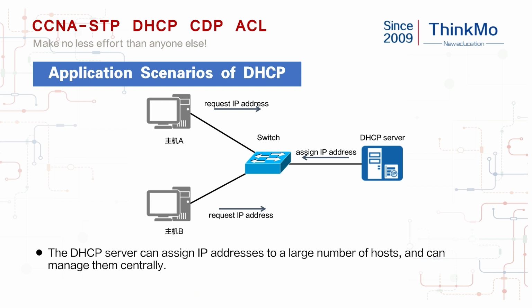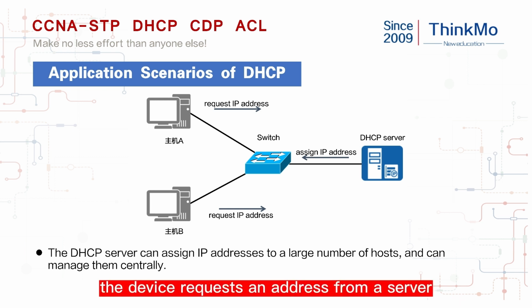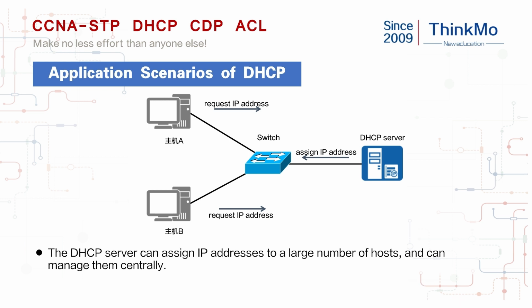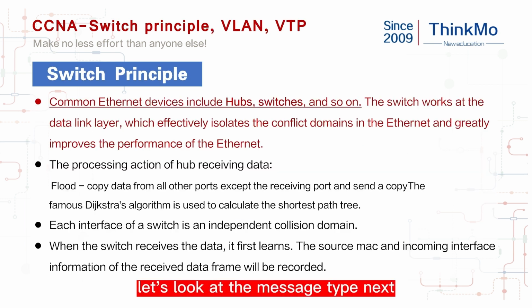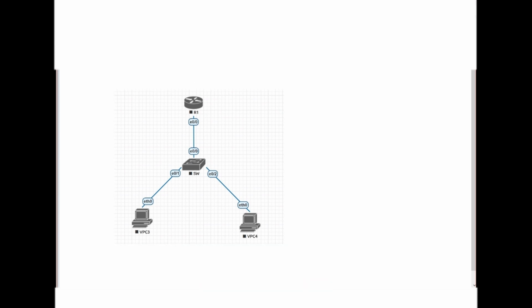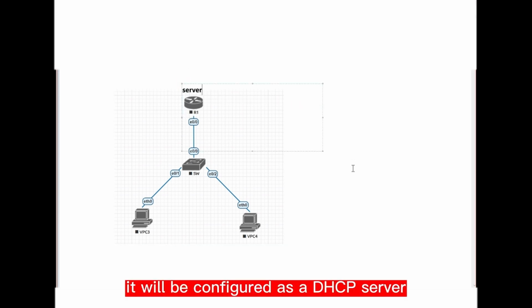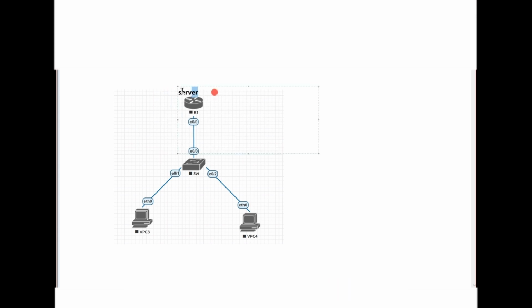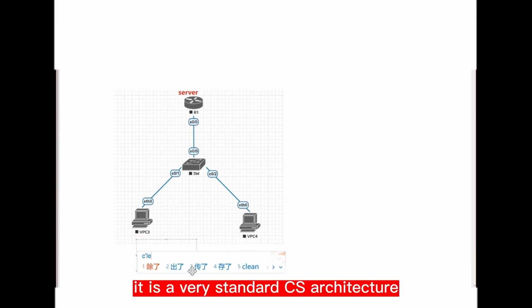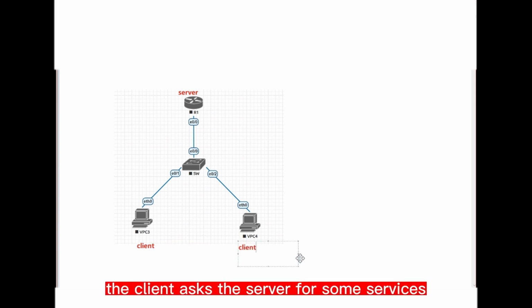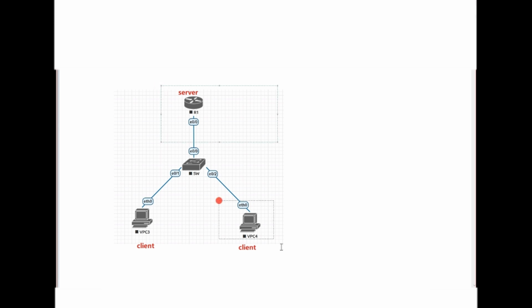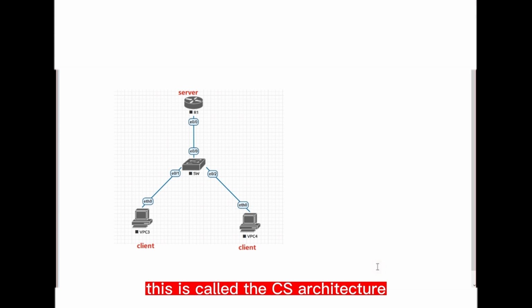Look at this picture. There are two devices. The device requests an address from a server, then the address is assigned. Okay. Let's look at the message type next. This is a topology. Let's wait for the configuration. It will be configured as a DHCP server. Next, here are the two devices. This is the client. It is a very standard CS architecture, a client-server architecture. The client asks the server for some services. The server provides corresponding services to the client. This is called the CS architecture.